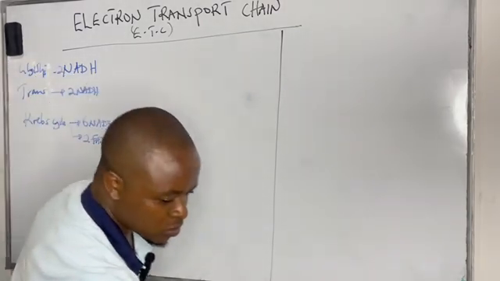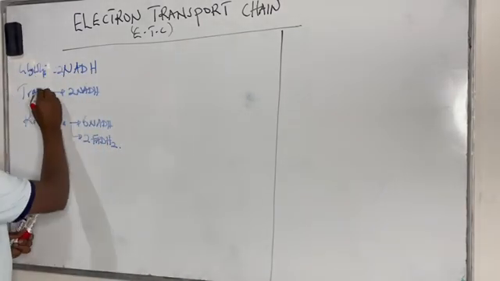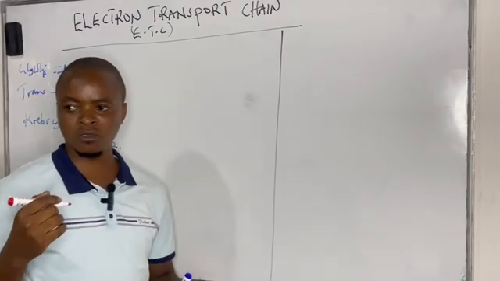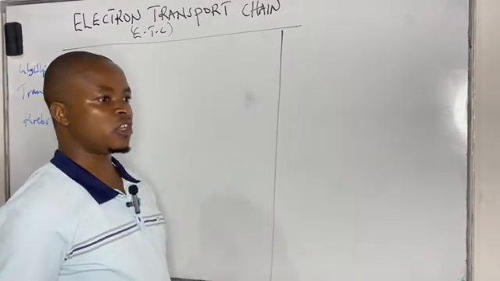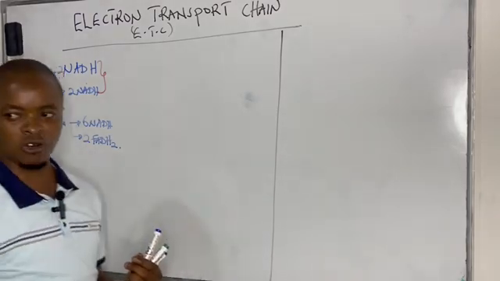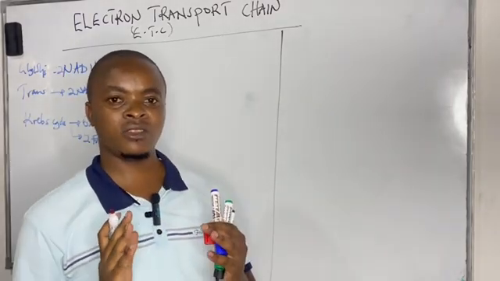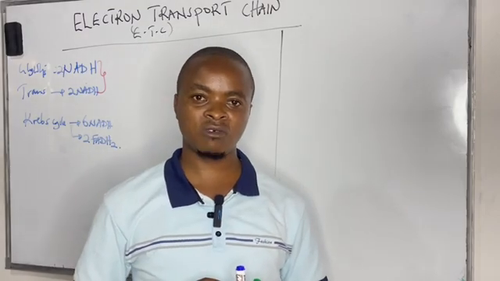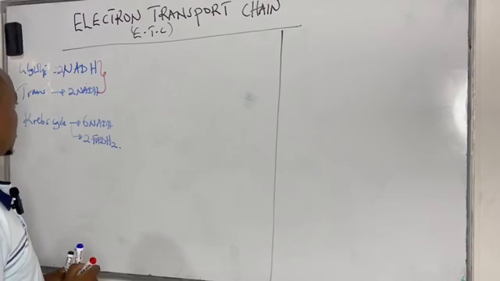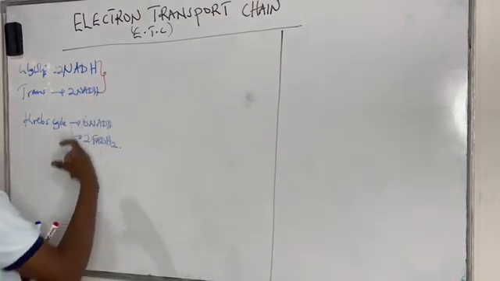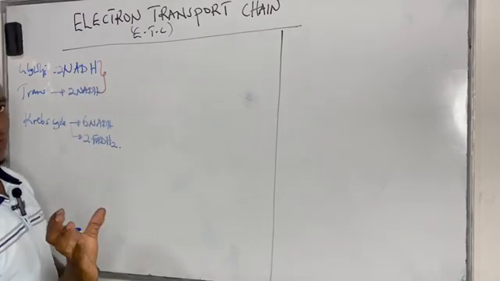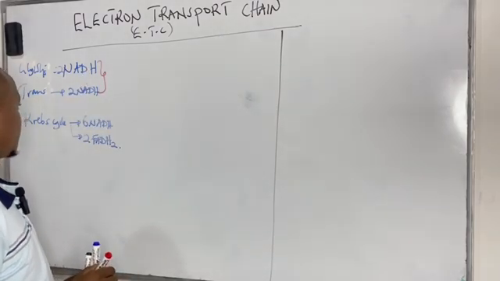The first 2 under glycolysis and the transition step do not directly enter the electron transport chain. They are shuttled because they are outside the mitochondria, whereas this electron transport chain occurs along the inner mitochondrial membrane. So we shall see the shuttles that make these 2 NADH enter into the mitochondria.